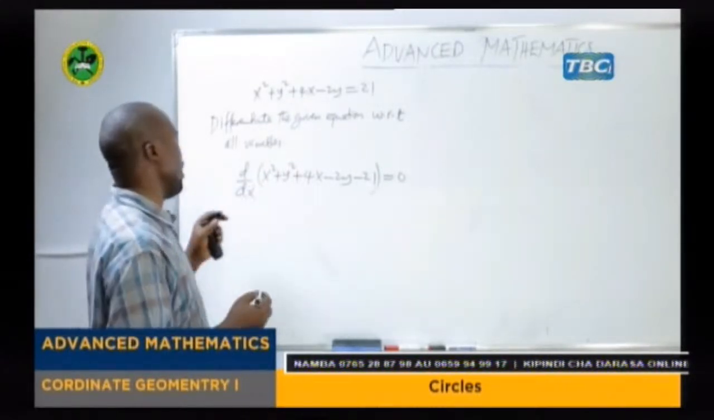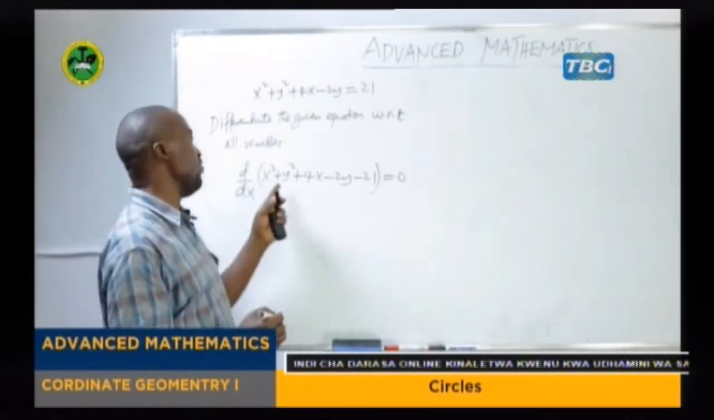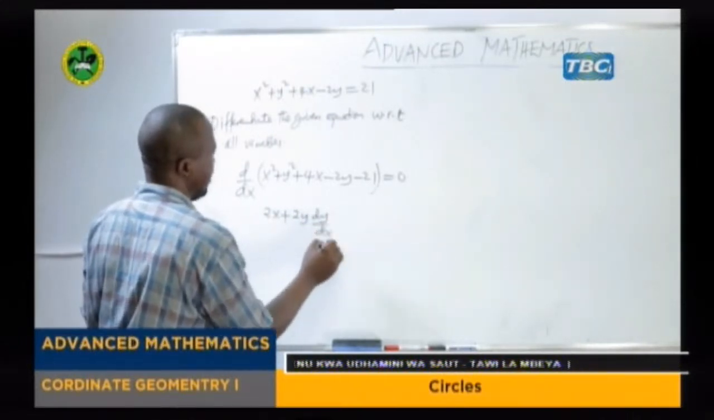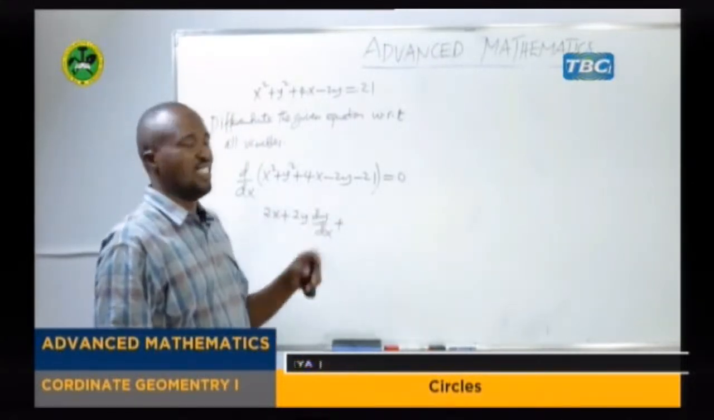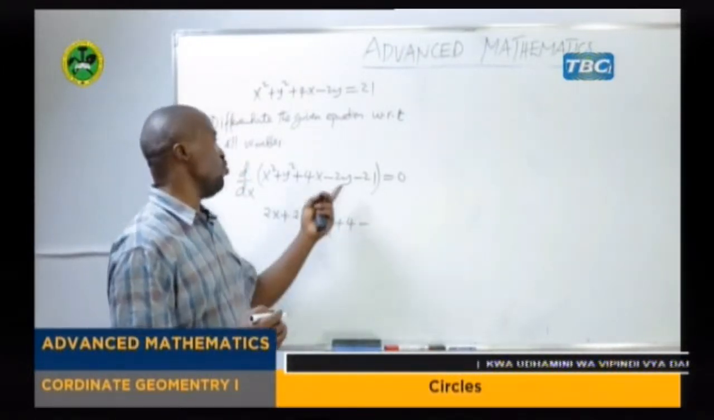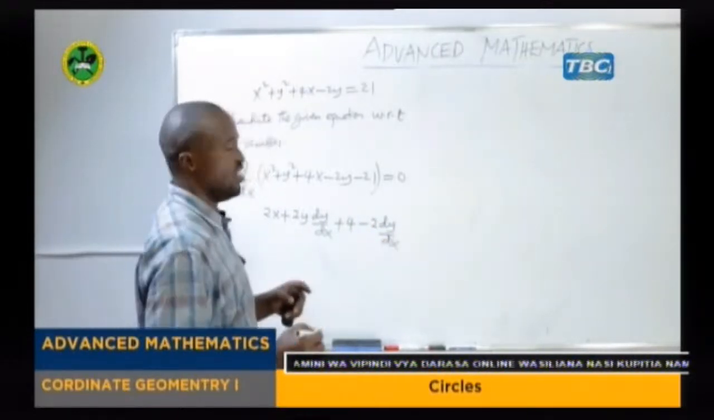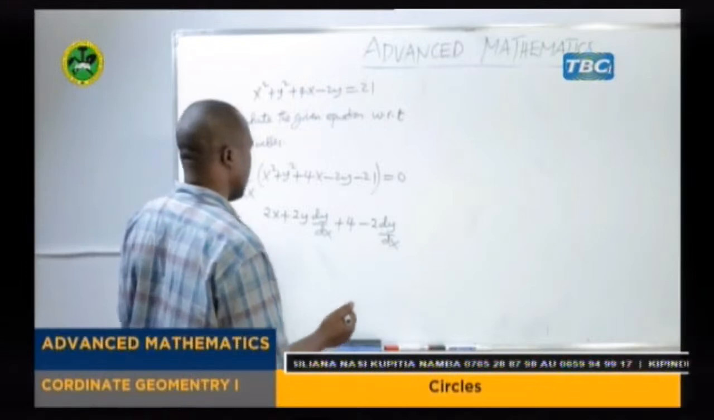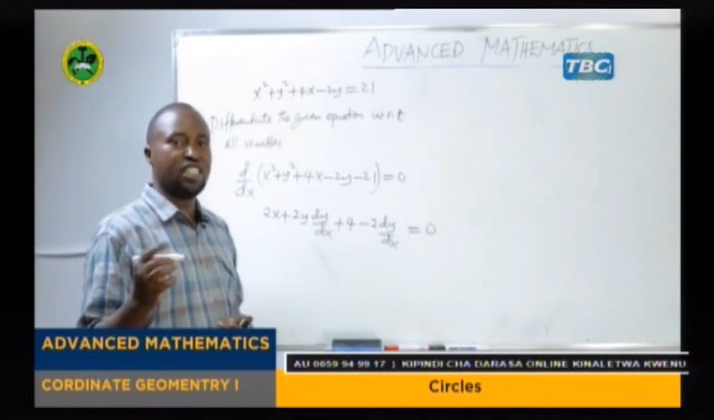So starting with the x squared, this will be 2x plus, so here we have y squared, that is 2y dy/dx. Then plus, here we have 4x, so that will be 4. Then minus, we have 2y, that is 2 dy/dx. So on differentiating negative 21, that is equal to 0. That is a constant. So this one is equal to 0. So let us collect like terms.